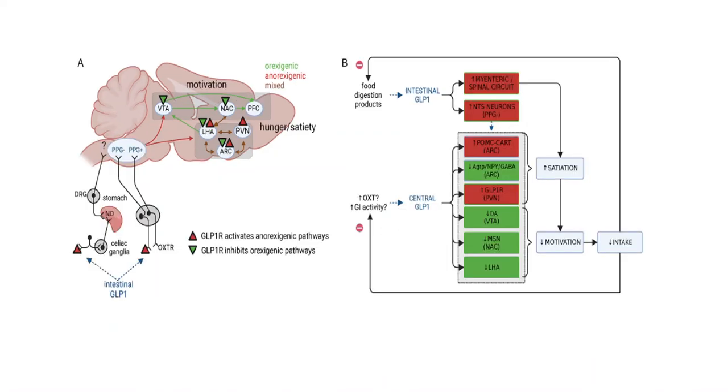All right. So here's our main man now, our GLP-1 receptor agonists. It's pretty easy to say that if you stimulate those in the intestine, you're going to increase the satiety signals directly, but you're also increasing all of the anorexigenic pathways, and perhaps most importantly, you are decreasing the motivation to eat.